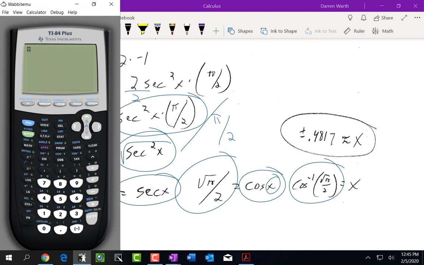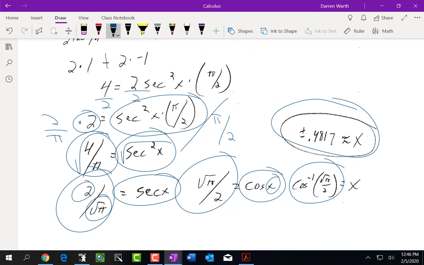Change that over, hit second, cosine inverse. And then just type in your calculator the square root of pi. That came out a little bit weird, so let's try that again. Second, cosine inverse, and then hit second, square root of, and second pi. Arrow on over, take that out to be the square root, and then divide by 2, in parentheses, hit enter, and there's your answer of 0.4817.